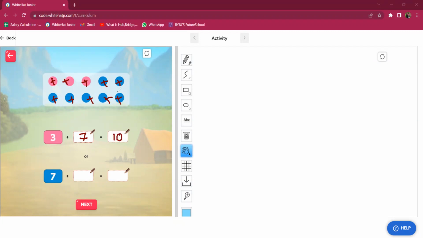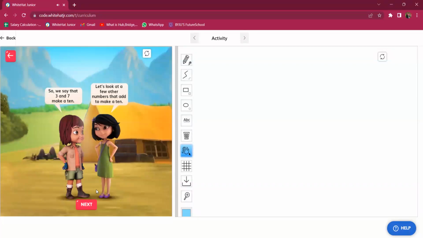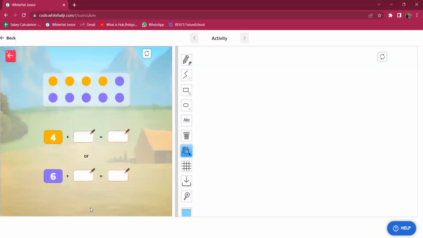Or it's like 7 blue balls and 3 pink balls. So 7 plus 3 will also give us 10. These are the properties, actually. So 7 plus 3 is equal to 10, and also 3 plus 7 is equal to 10. So we say that 3 and 7 can make 10. Let's look at some other numbers which add up to 10. Okay, let's click on next.